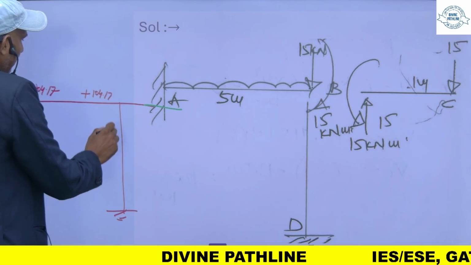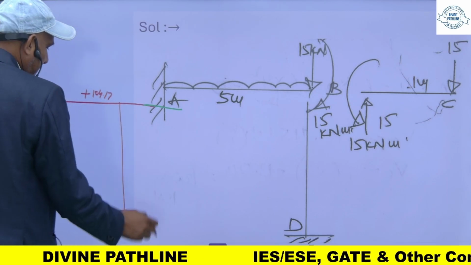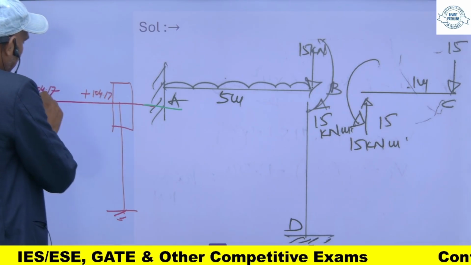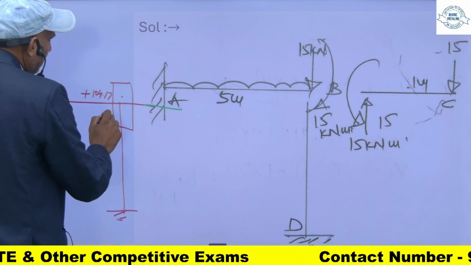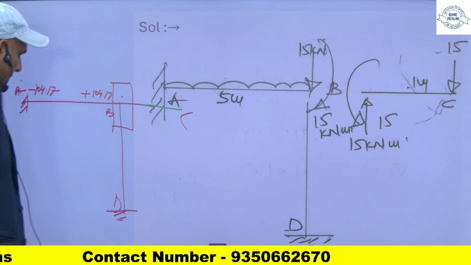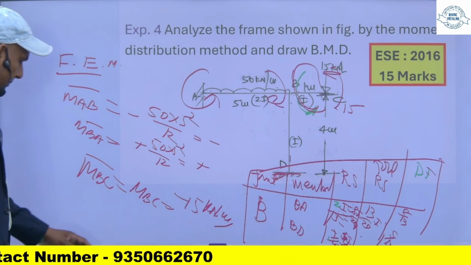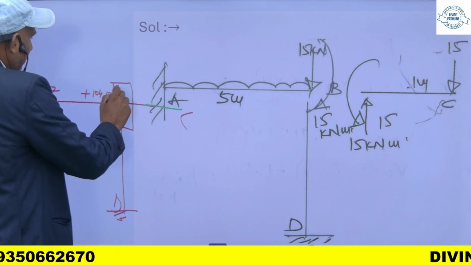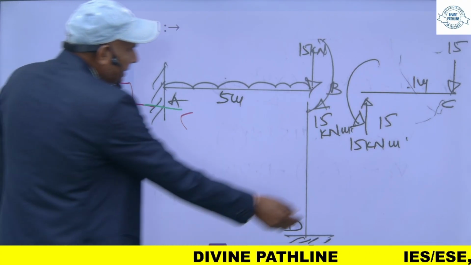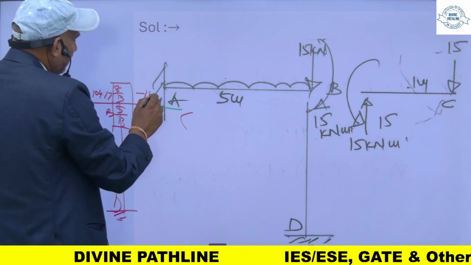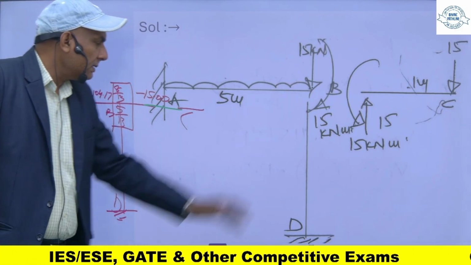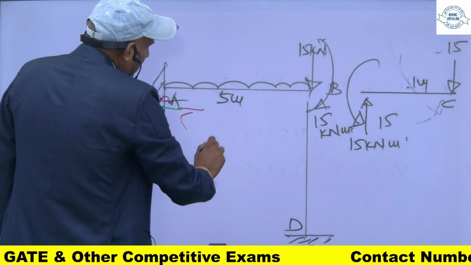और यहाँ पर डिस्ट्रीब्यूशन फैक्टर हो जाएगा मेरा, यहाँ डिस्ट्रीब्यूशन फैक्टर इस मेंबर के लिए दिस इज ए, बी एंड सी, सी एंड डी। इसके लिए डिस्ट्रीब्यूशन फैक्टर कितना है मेरा, दिस इज 8/13, फॉर दिस मेंबर इट इज 8/13, एंड फॉर दिस मेंबर इट इज 5/13 फॉर दिस मेंबर। और ये जो मोमेंट है यहाँ पर, ये -15 है, this is -15.